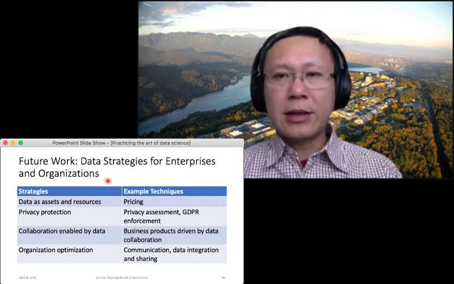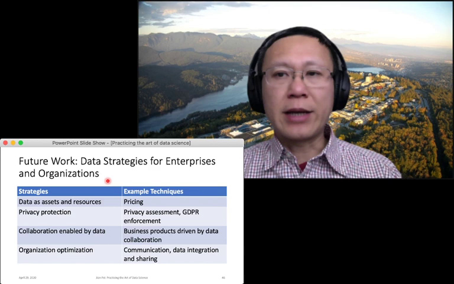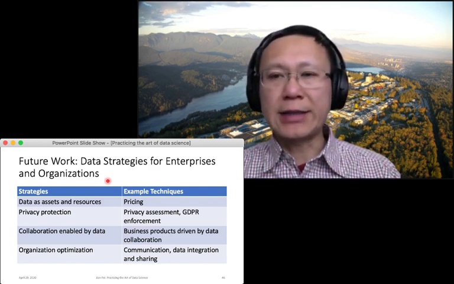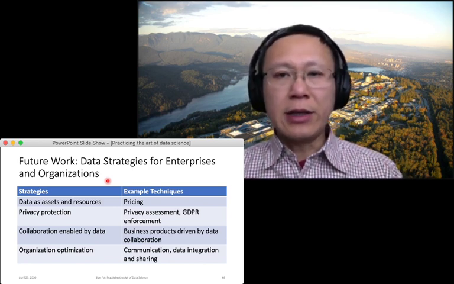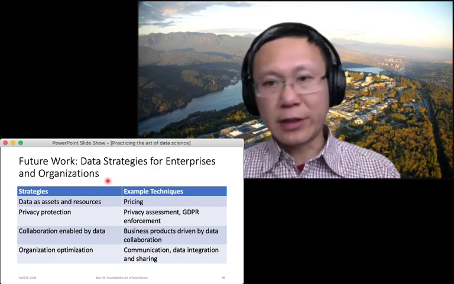Data science is just at the beginning. There is a lot of work to be done in the future. For example, data strategies are important for enterprises and organizations. Every company is talking about digitalization and data science strategy. However, in order to fully implement the data strategy, there are a lot of things that need to be done.